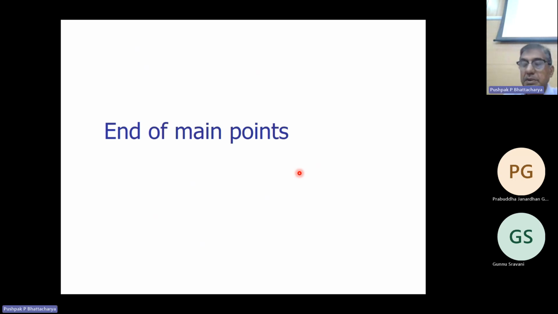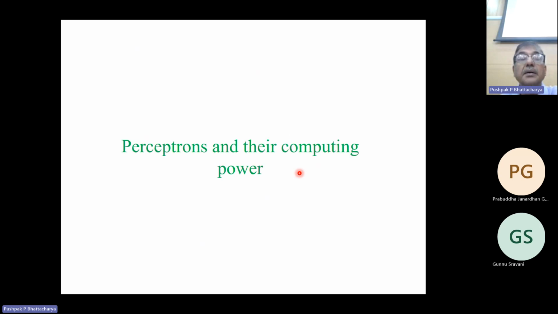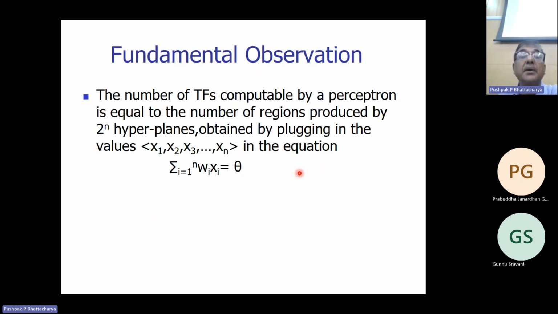No? Okay. So let's now move to the topics for today and this week. Perceptrons and their computing power. So we have this fundamental observation that the number of threshold functions computable by a perceptron is equal to the number of regions produced by 2 to the power n hyperplanes obtained by plugging in the values of x1, x2, x3 up to xn in the equation. This is the defining equation: sigma wixi equal to theta.